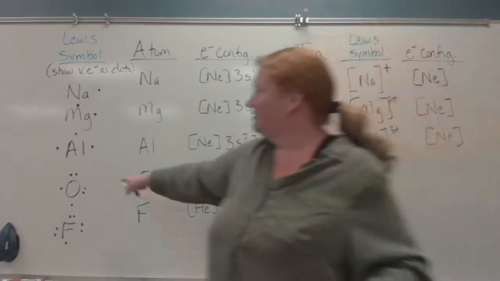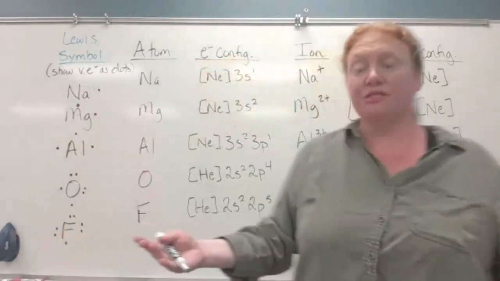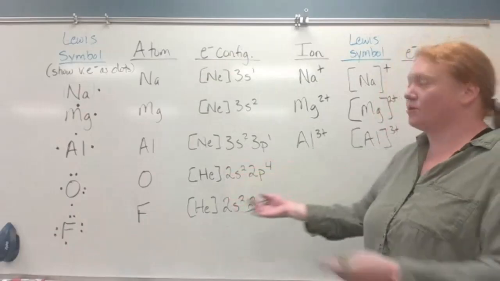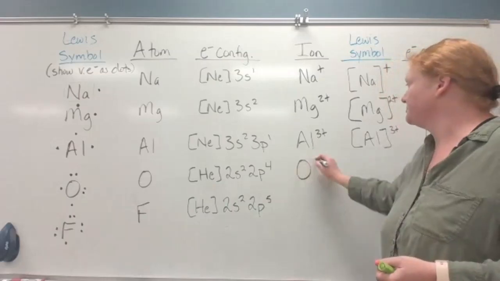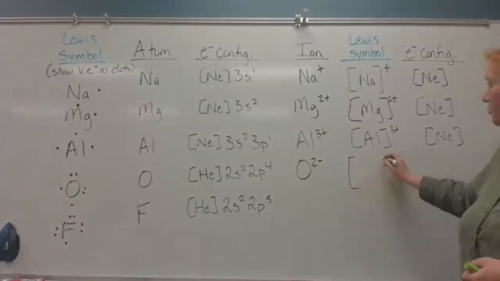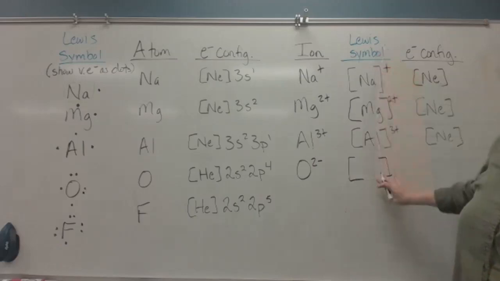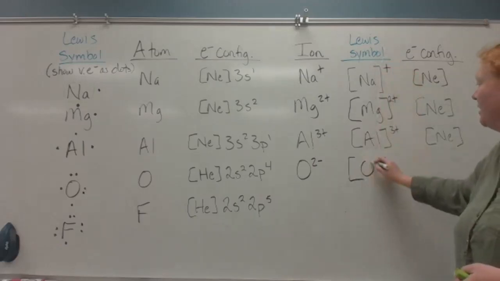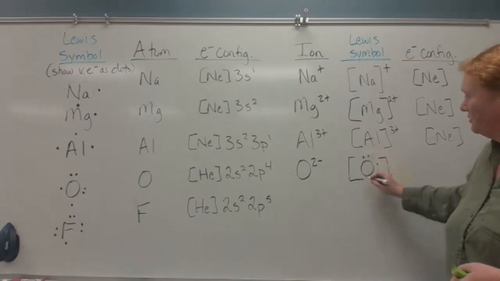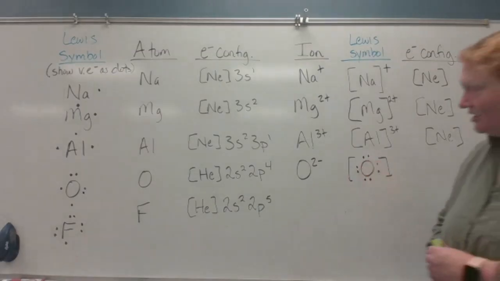Oxygen, nonmetals. This has 6. It wants 8, according to Lewis theory. It wants to be completely full in its orbitals, so it is going to gain 2 electrons. And now what we draw for the Lewis symbol is, again, brackets. We always do brackets around ions in Lewis symbols. Here's my oxygen. And for nonmetals, I am going to show now that it has those 8 electrons.